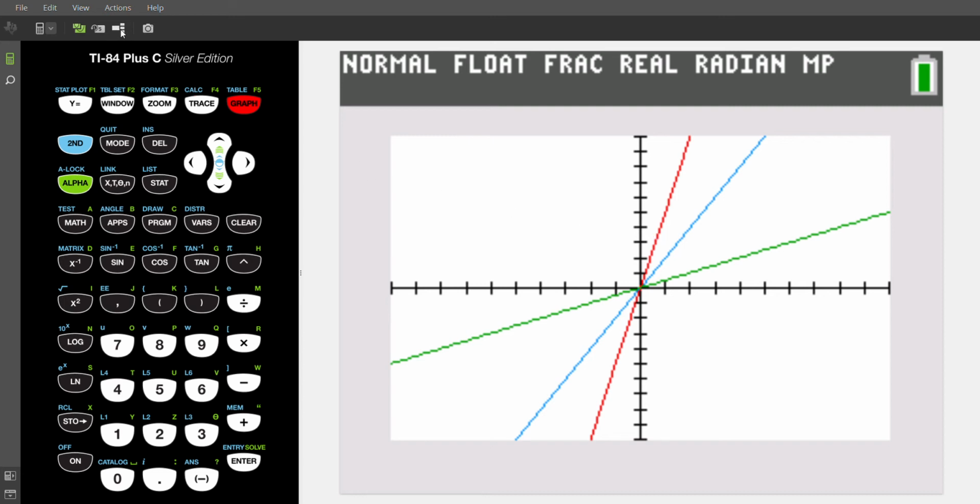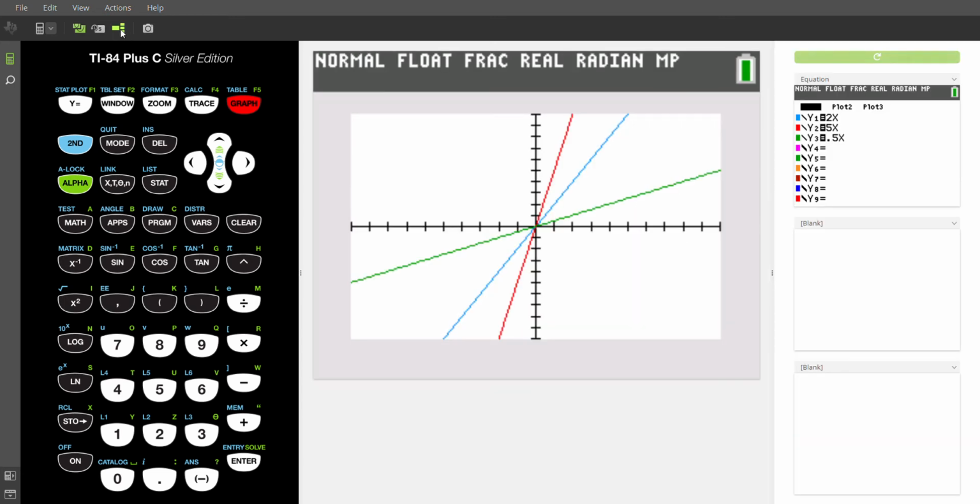And just to remind you, those equations, there they are. So the blue is a slope of 2, the red is a slope of 5, and the green is a slope of a half.